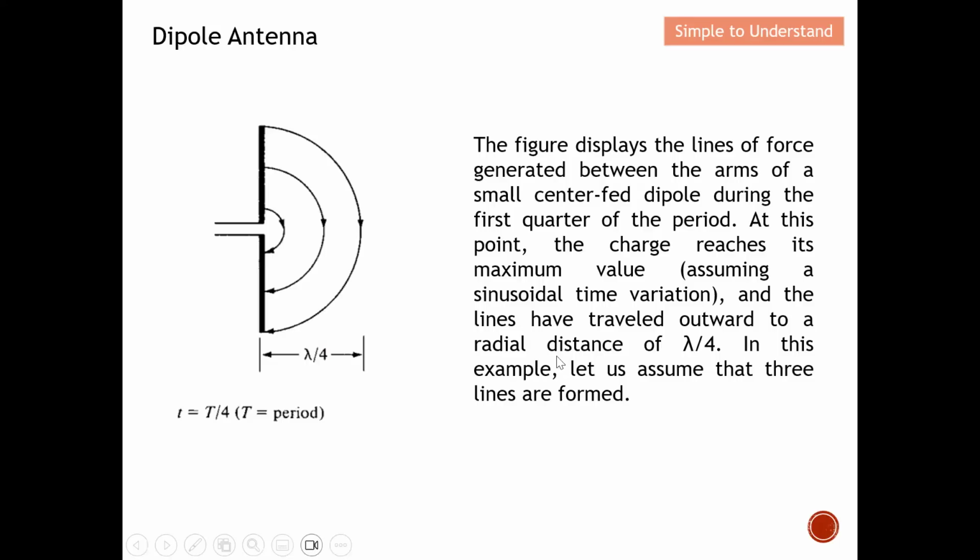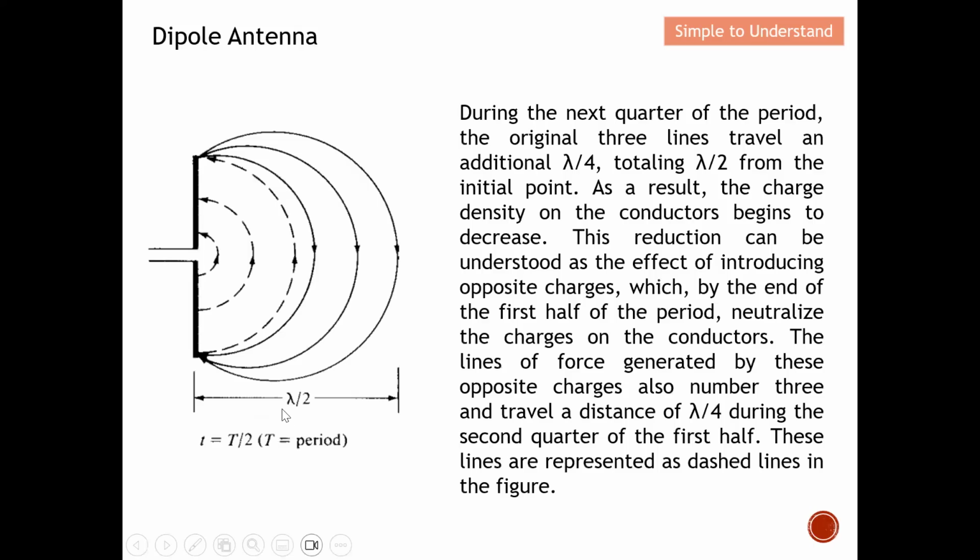In this example, let us assume that three lines are formed. Once it reaches lambda over 4, let's assume that we find these three lines. This is what I mean. Three lines are formed once it is at lambda over 4. Next, we are going to study when the period becomes T over 2, so it becomes lambda over 2. Earlier on it was lambda over 4, so now we are going to consider lambda over 2.